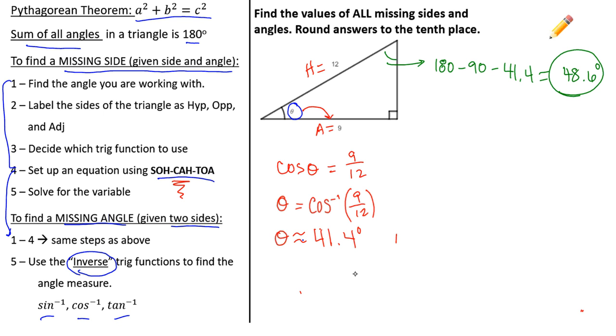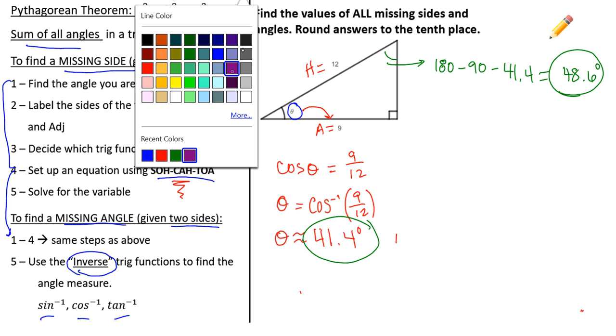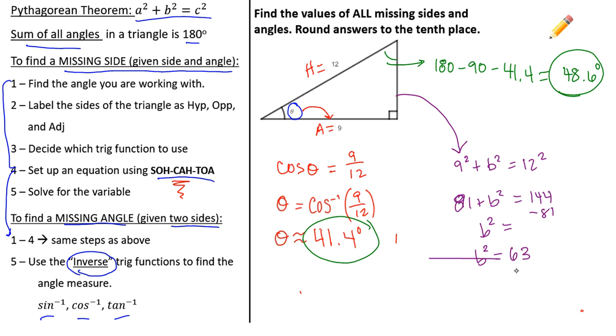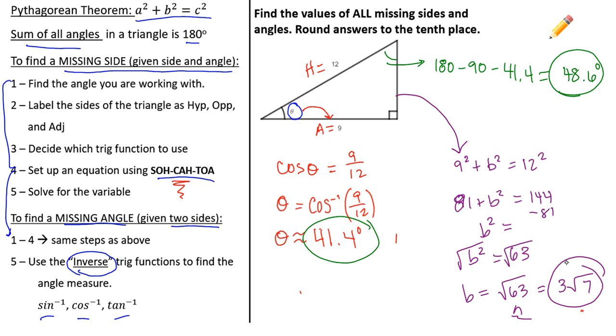Okay, so we've got that angle, we've got this angle, and then we've got one more side to find. You could use a trig function to solve for it, but since you're given 2 out of the 3 sides, I would just use the Pythagorean theorem. 9 squared plus b squared equals 12 squared. 81 plus b squared equals 144. You should end up with b squared equals 144 minus 81, which is 63. B is the square root of 63, and when you break that down, you'll get 3 square root of 7, as long as I did all my math right.